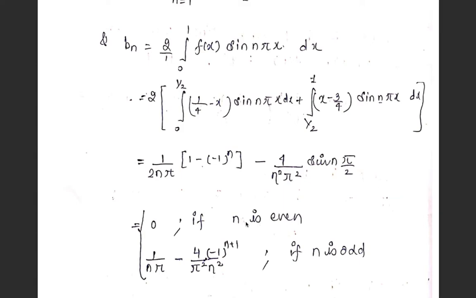And you can see that whenever n is even, this term is 0, and if n is even, this term is also 0. So clearly bn is 0 whenever n is even, and whenever n is odd, we get this as 1 plus 1, that is 2, 2 gets cancelled, 1 by n pi minus 4 sin n pi by 2 is equal to -1 to the power n plus 1 whenever n is odd. So we have substituted this property here, divided by n square into pi square. So this is the value of bn.